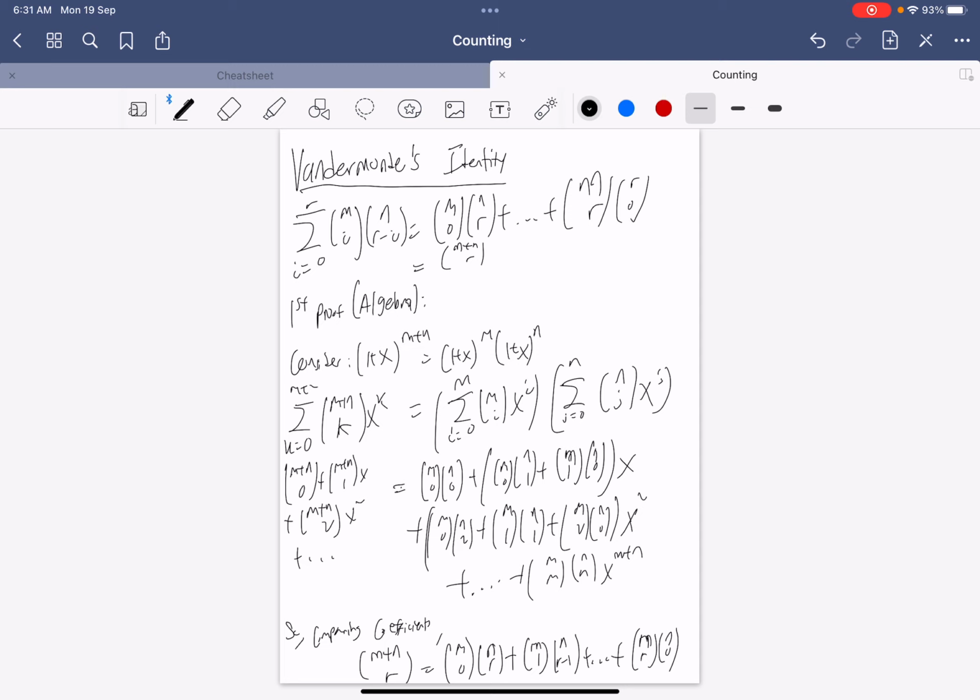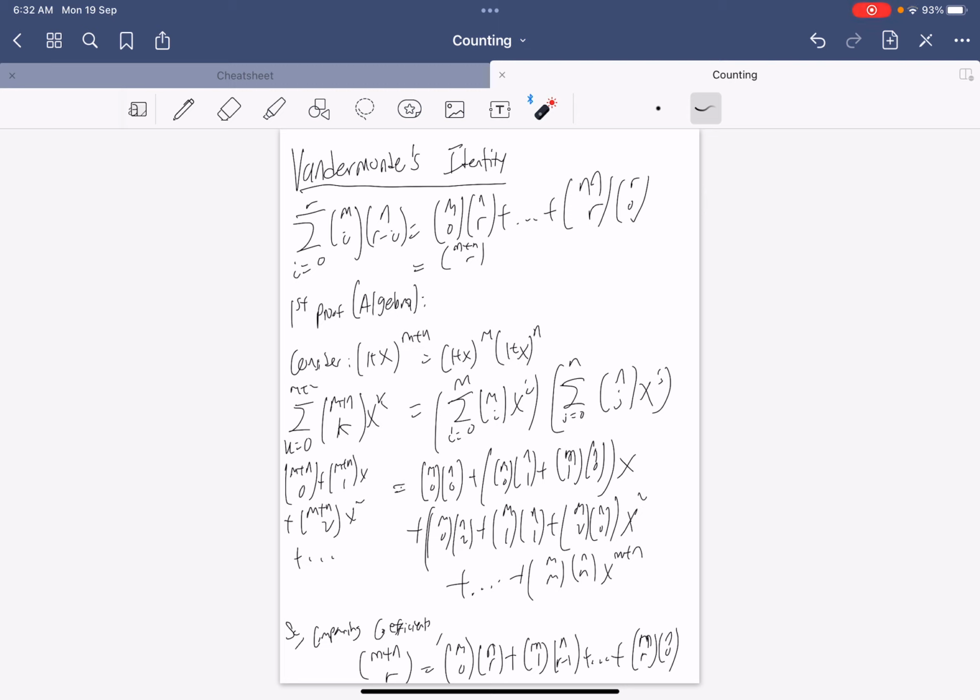And Vandermonde's identity states that the summation from i equals 0 to r of the product of two binomial coefficients, m choose i and n choose r minus i. So if you expand it out, it's m choose 0 times n choose r plus all the way to m choose r times n choose 0. This expansion is just the same as m plus n choose r.